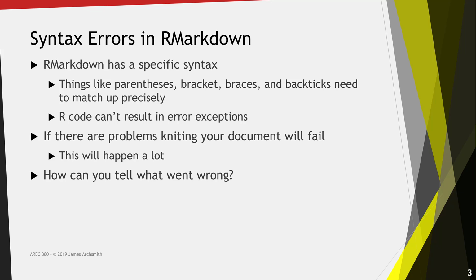Things like parentheses, brackets, braces, and backticks all need to match up precisely. R code that's in code chunks or inline code can't result in errors or exceptions. If there are problems like these, knitting your document will fail. This is going to happen a lot. Typos are pretty common. So how can you tell what went wrong?